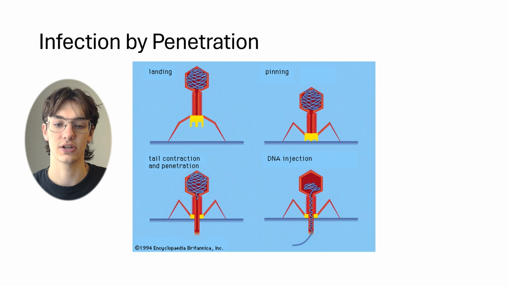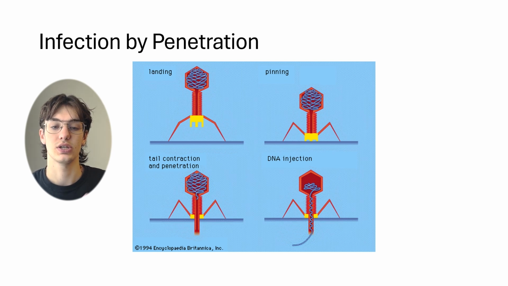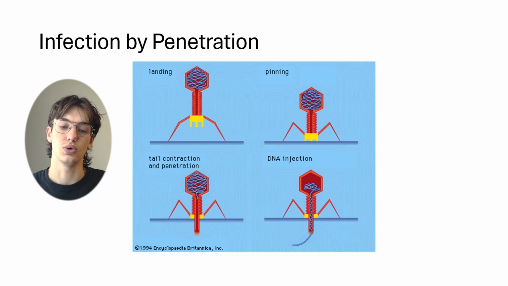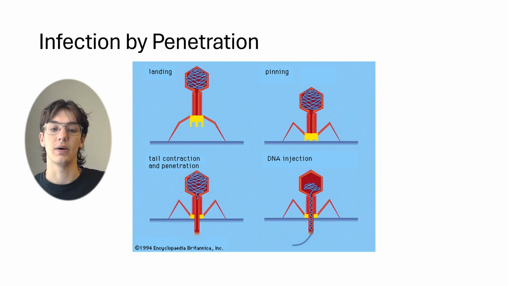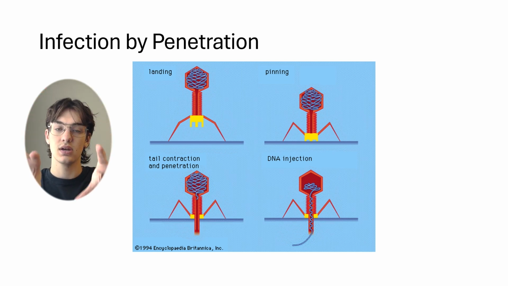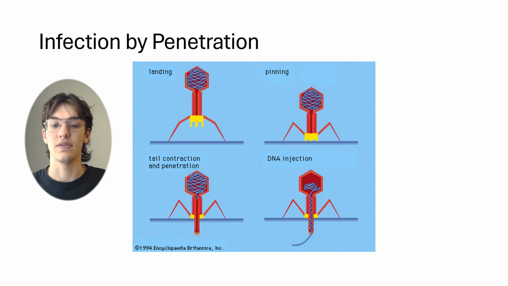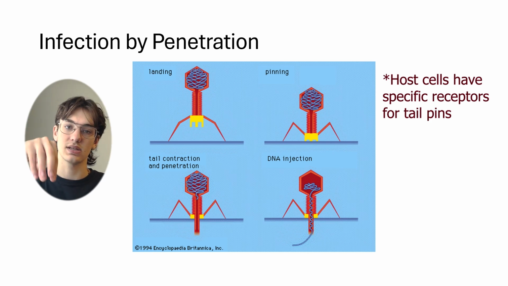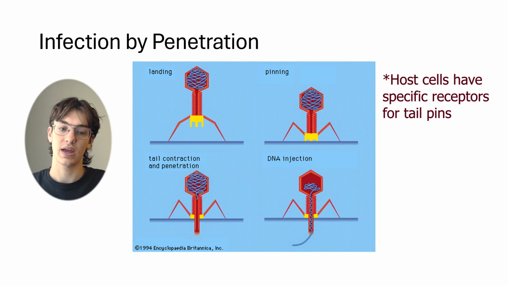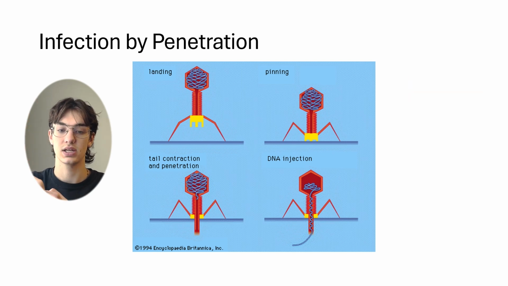This is a graphic showing penetration, which is the method that these bacteriophages will use to enter the host cell. So first it lands with the tails onto the host cell and then pins. So it has these pins in the underside of the tail region that attach to the host cell, and then it contracts and injects its genetic information into the host.